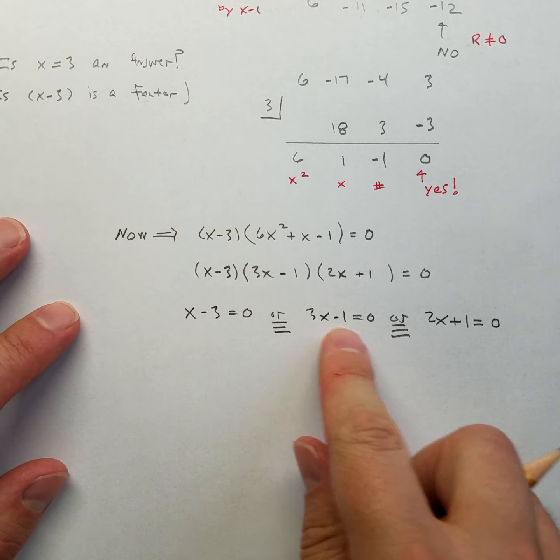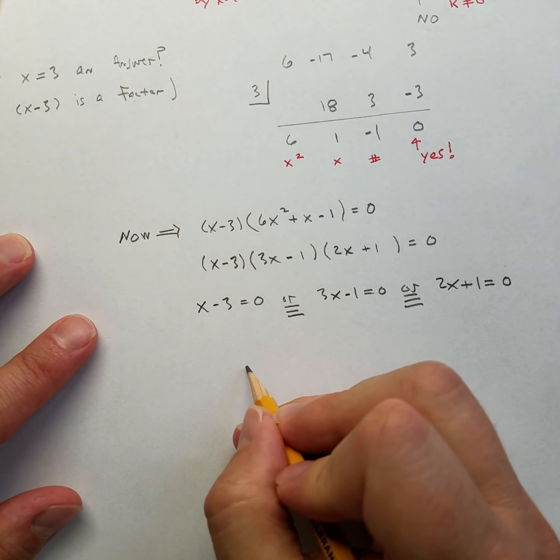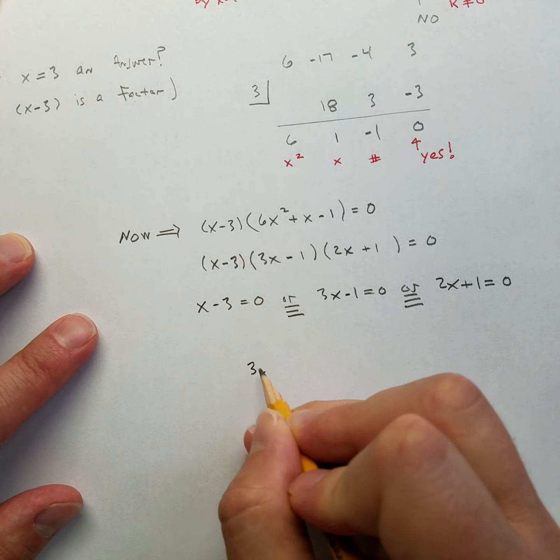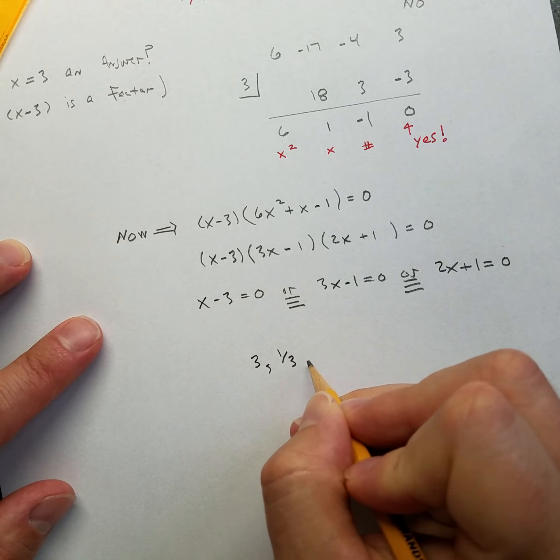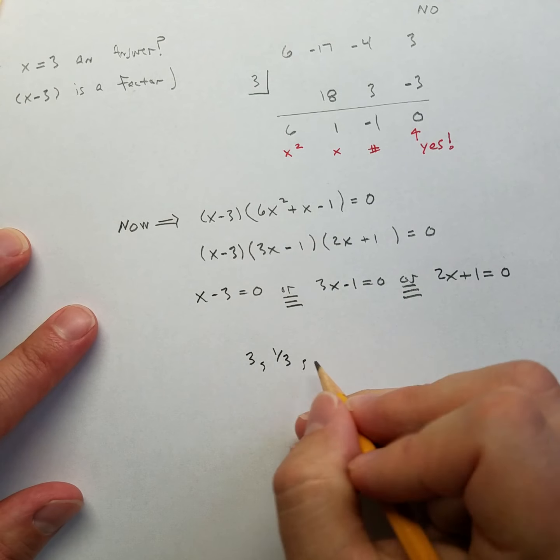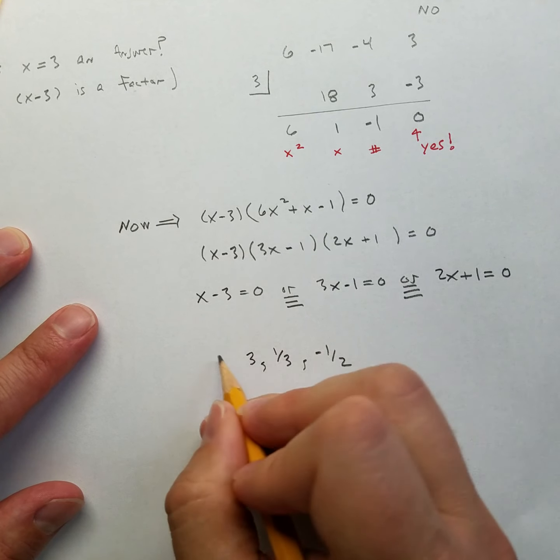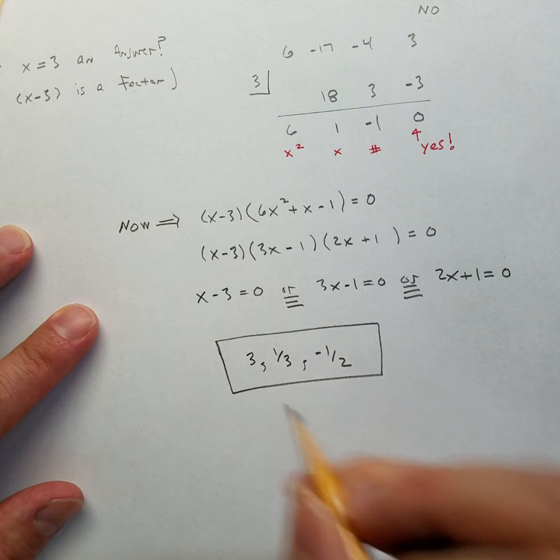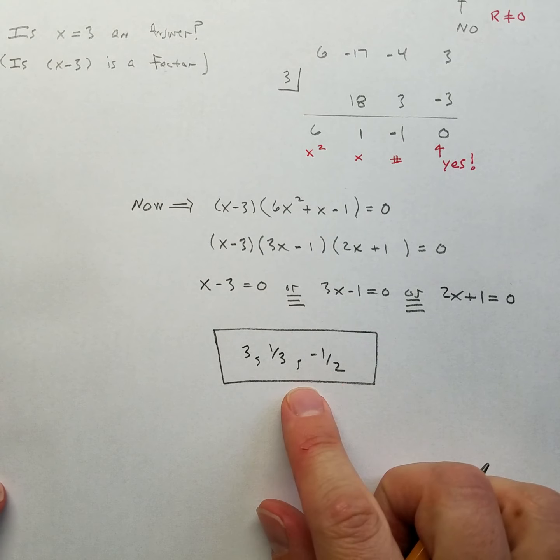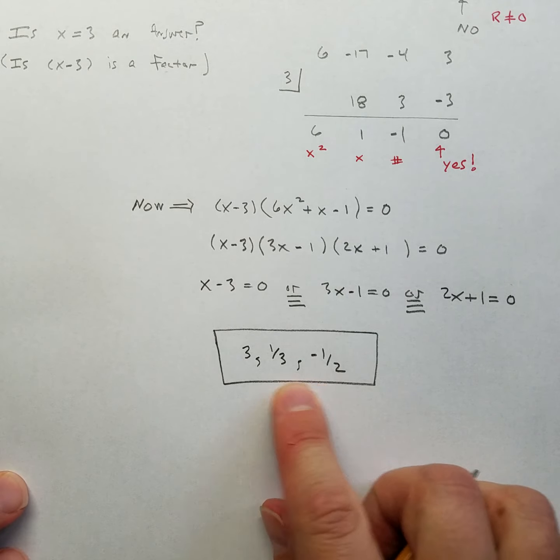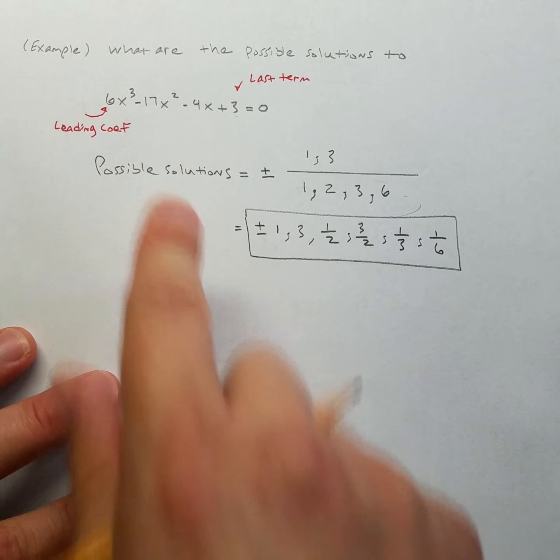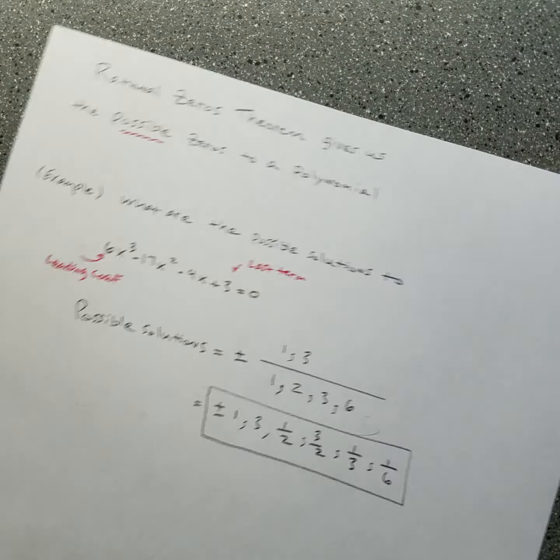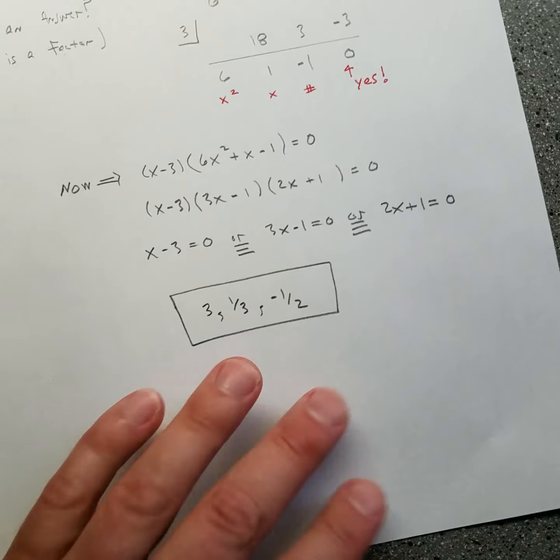And we solve each of these and we get our final answer. So the final answer is that 3 is a solution. Say you solve that one, 1/3. Say you solve this one, -1/2. Okay? And that's all of them. Now I note to you that all of those numbers are on this list because those were the possible solutions. Okay. All right. Now, there we go.